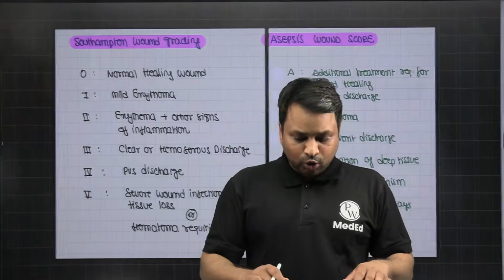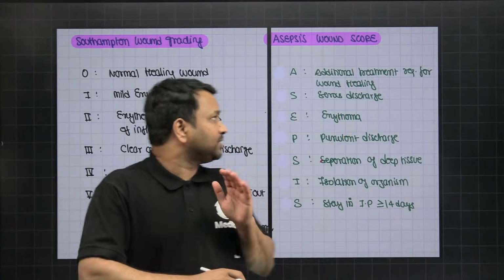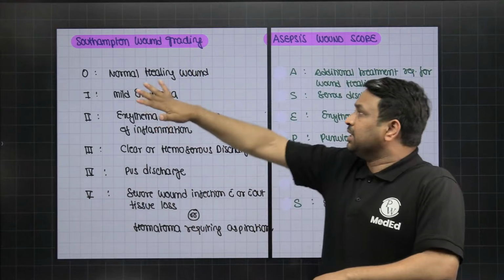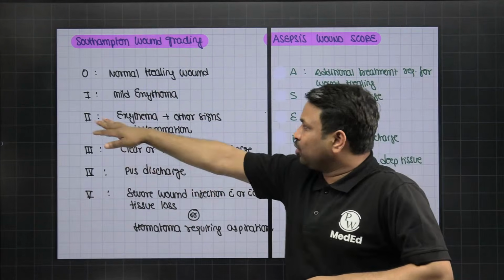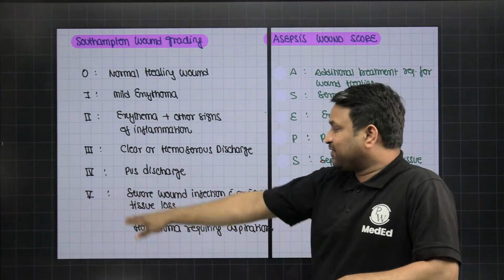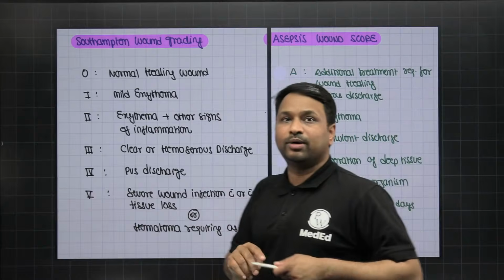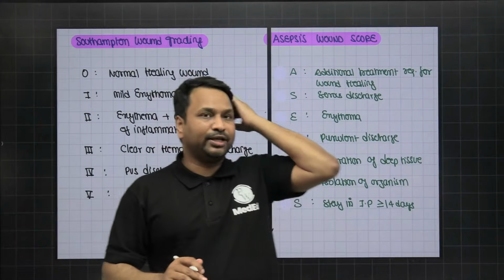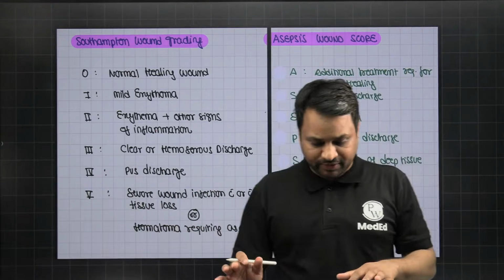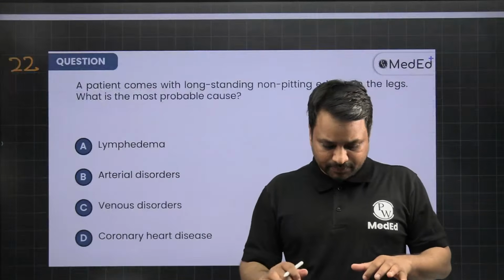So I've given you two important wound scoring systems. ASEPSIS we have already discussed. Another one is the Southampton wound grading system. 0 is normal healing, 1 is mild erythema, 2 is erythema with other signs of inflammation, 3 is clear or hemoserous discharge, 4 is pus, 5 is severe wound infection or hematoma requiring wound aspiration. That is going to be your class 5, right? That is the Southampton wound grading system.